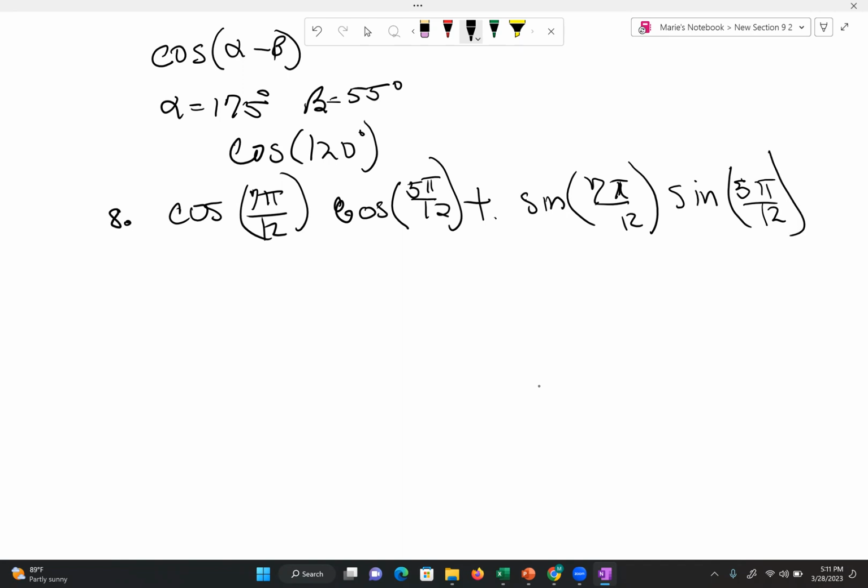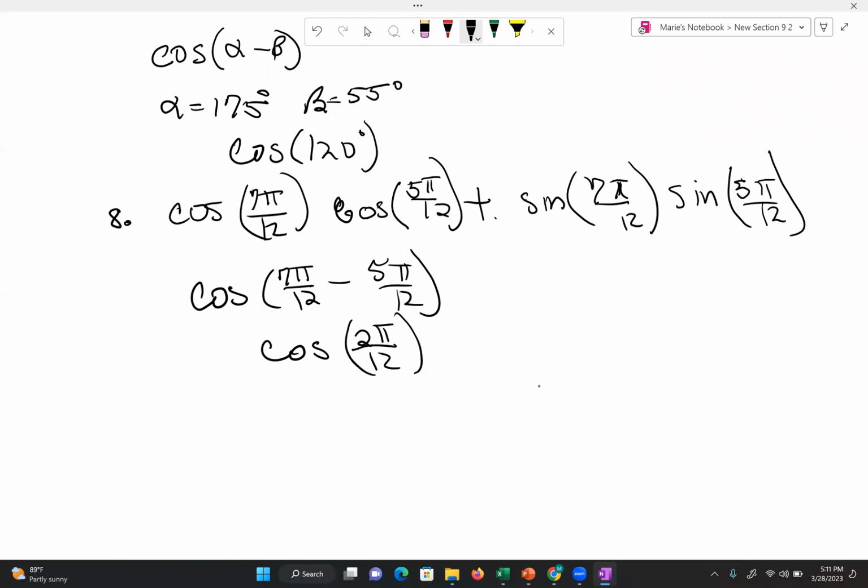And since this is plus, once again, I know that this is cosine of 7 pi over 12 minus 5 pi over 12. This reduces to cosine of 2 pi over 12, and we know that this reduces to cosine of pi over 6, which is answer choice, I believe, D.